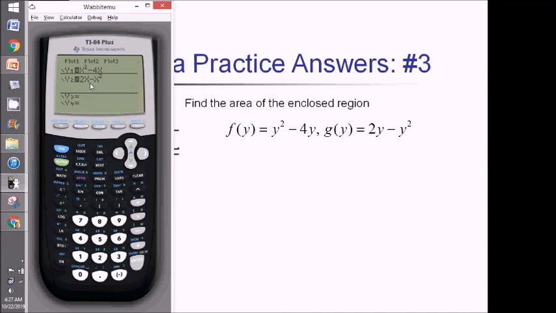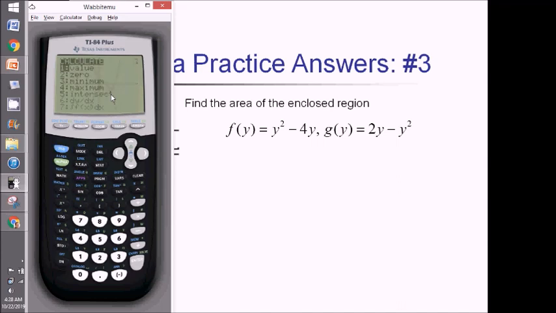Although these aren't really the same as these functions here, if I find the x values where these functions intersect, that's going to match up with the y values that these functions intersect at. So let me graph these out again. So zoom 6. So there's the first one. There's the second one. And now let me just figure out these x values.